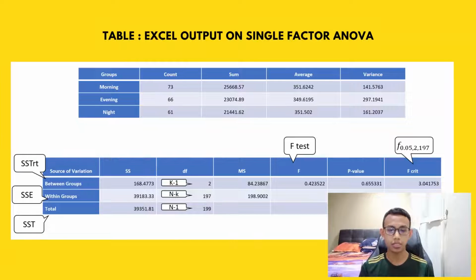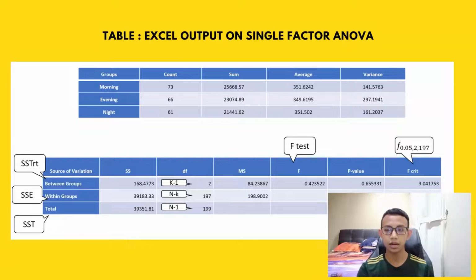So for source of variation, we have between groups, which we denote as SS treatment, and within groups, which we denote as sum of squares due to errors, and for total, we denote as SST. To calculate the degree of freedom for between groups, we use the total number of treatments minus 1. For within groups, total number of data minus total number of treatments, and for total, number of data minus 1.